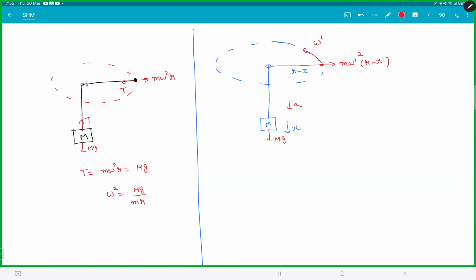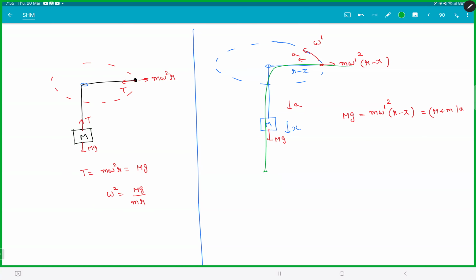I can use the net pulling force method. So what is the net force along the string? Mg is pulling down minus m omega dash square times r minus x, the centrifugal force, is equal to total mass into acceleration. Is that making sense, everyone? So this guy also will move. Is this equation clear? We are taking the net force along the string.